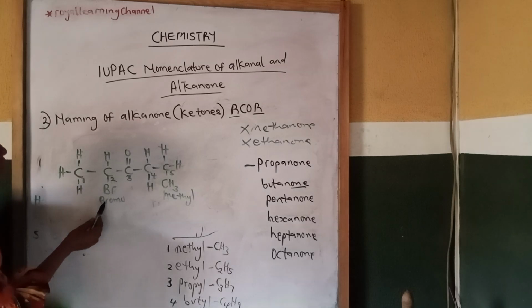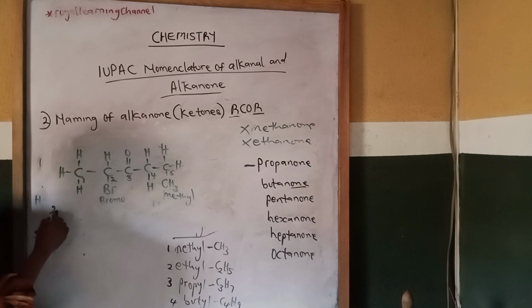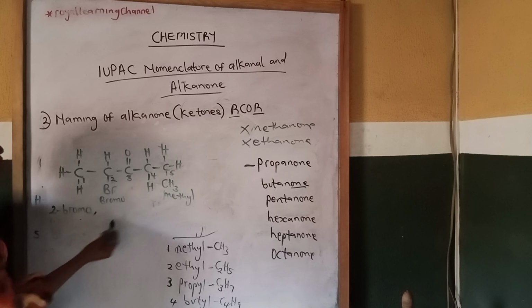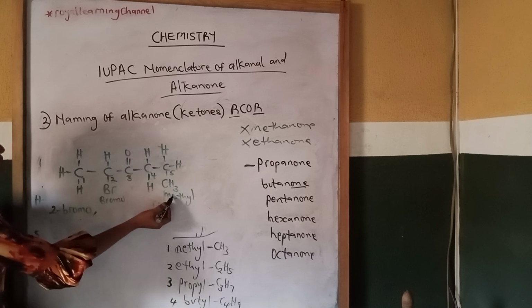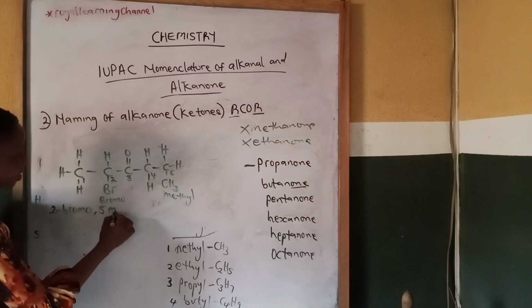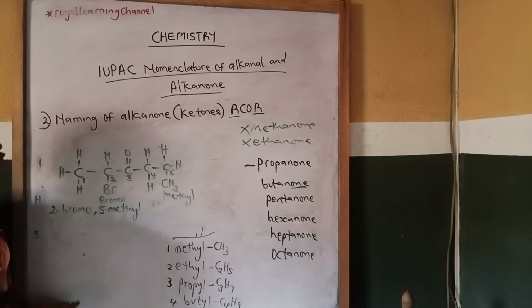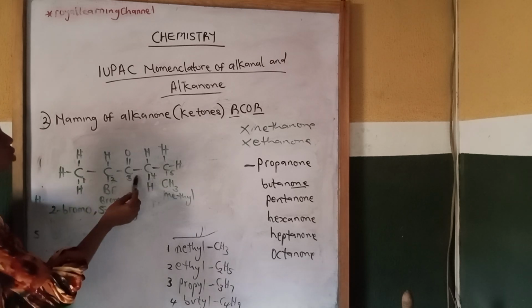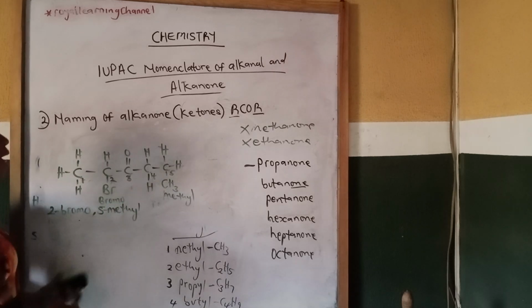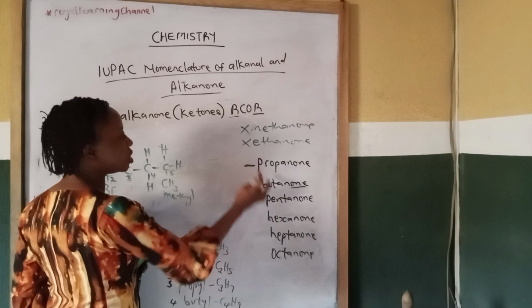Then let's name our inorganic first. My inorganic is on the second carbon atom. 2-bromo, comma. Then the second substituent is on the fifth carbon atom. So 5-methyl. Then you name your root hydrocarbon. 1, 2, 3, 4, 5. An alkanone with 5 carbon atoms will be the fifth member.